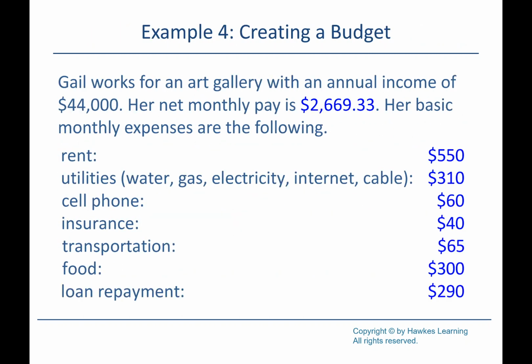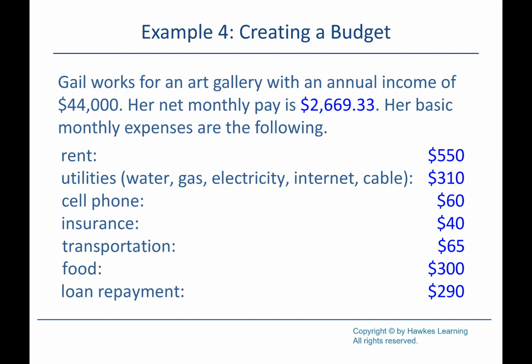Okay. All right, we got somebody else's situation here. Practice with theirs. Got Gail, works for an art gallery with an annual income of $44,000. Must be a nice art gallery. Says her net monthly pay is $2,669.33. Okay, so it's nice. We already have her net monthly pay here. We don't have to worry about that step. And then we've got her basic monthly expenses listed here.